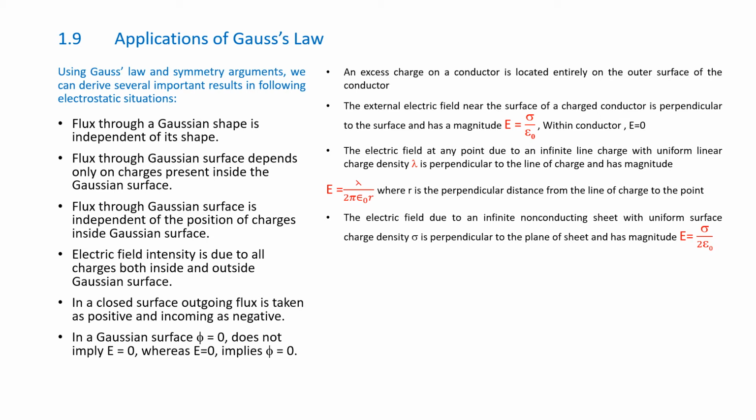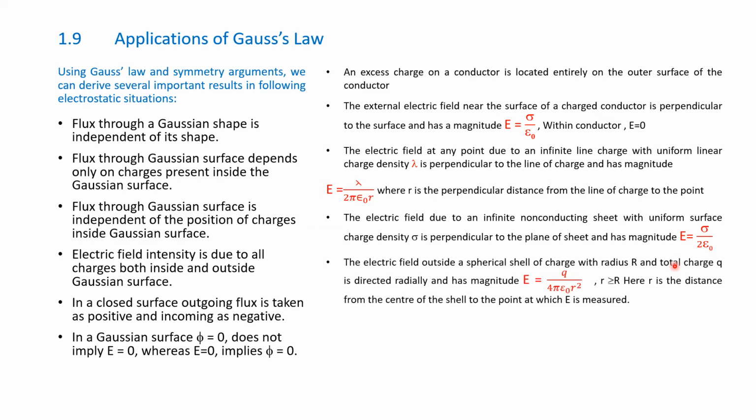Please note, an infinite non-conducting sheet with a uniform charge density sigma. Here the field is perpendicular to the plane of the sheet and has magnitude E is equal to sigma over 2 epsilon naught. This we are also going to prove in our next slide.